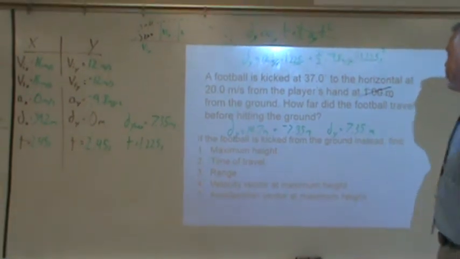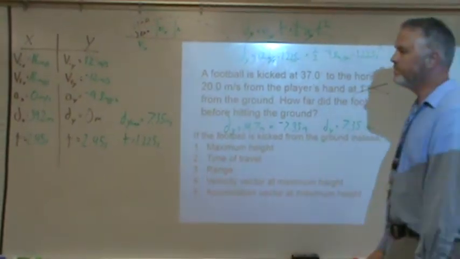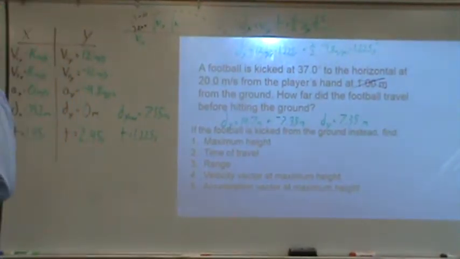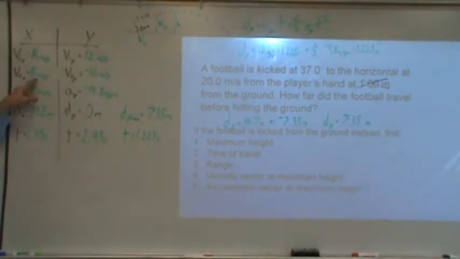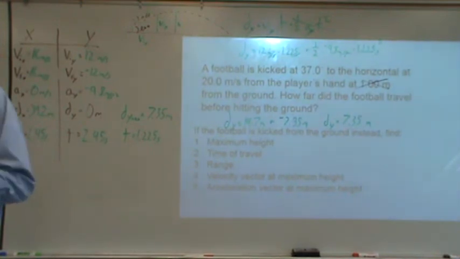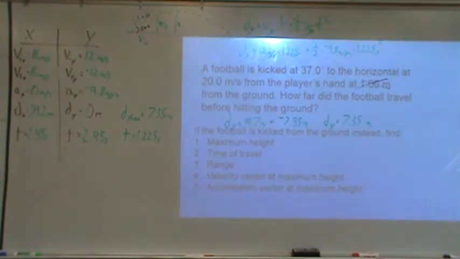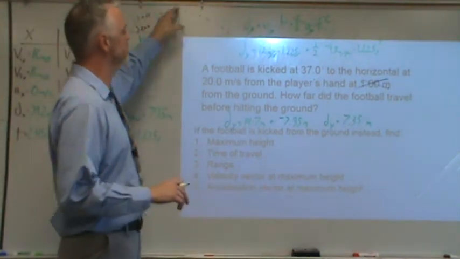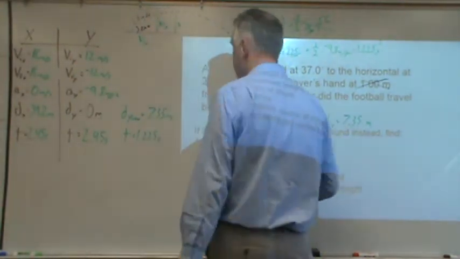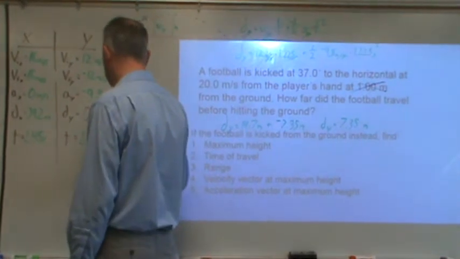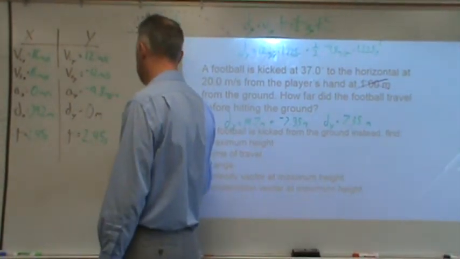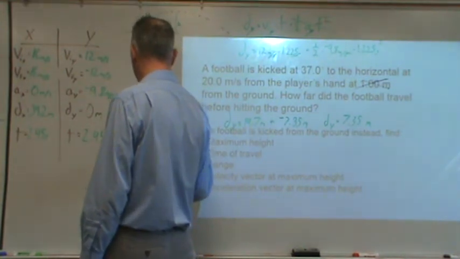Velocity vector at the maximum height. What's the velocity in the x direction at the maximum height? What's the velocity in the x direction the entire time? 16 meters per second. It starts out at 16 meters per second. It remains at 16 meters per second the entire time. So the Vx, we'll just call it Vx at this point, is going to be still 16 meters per second.